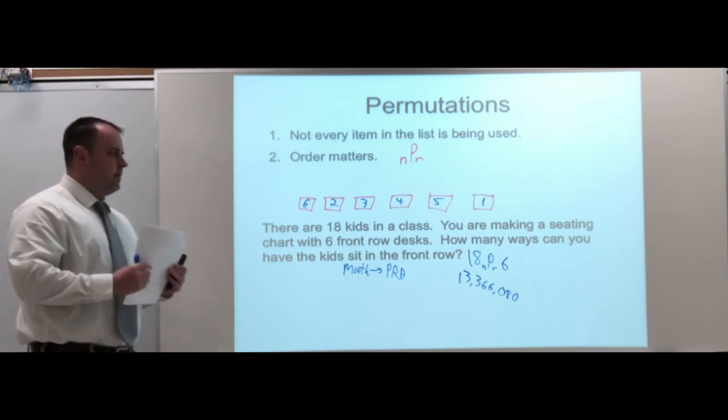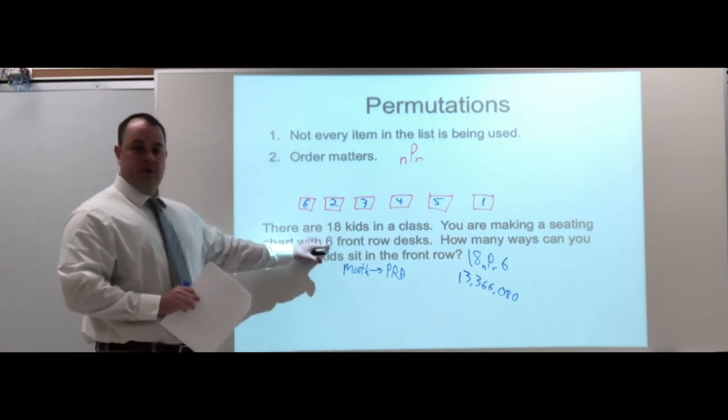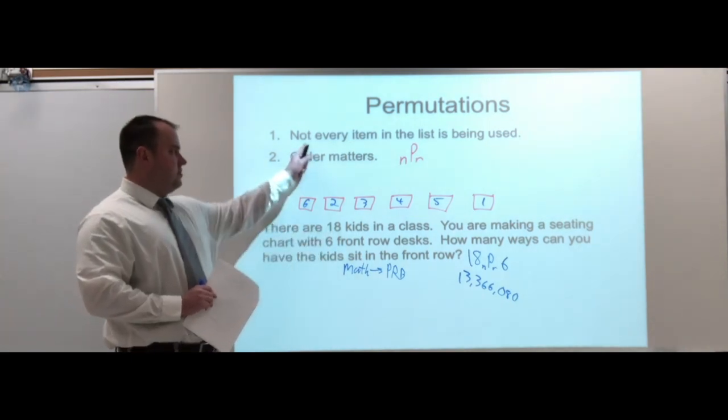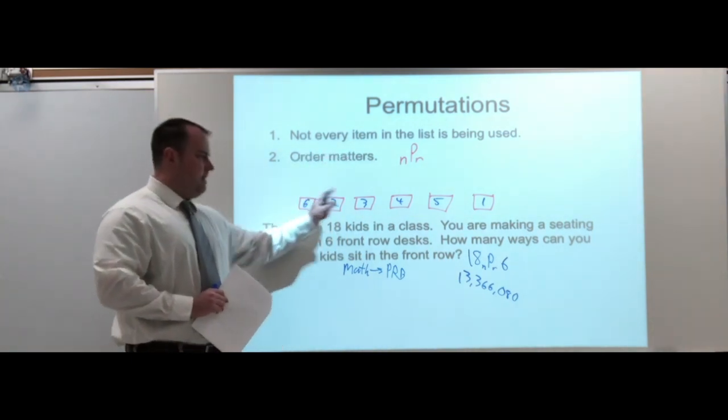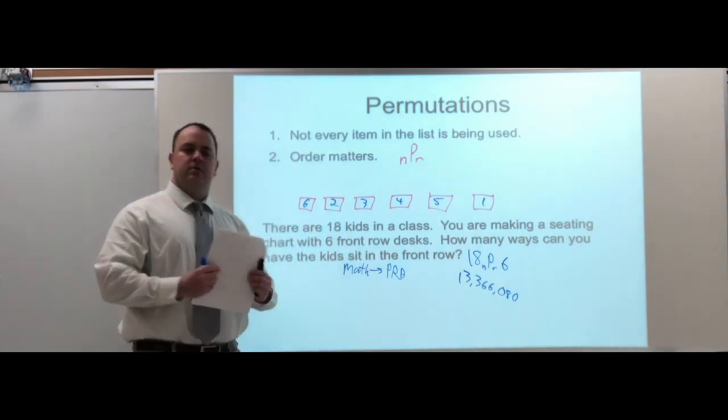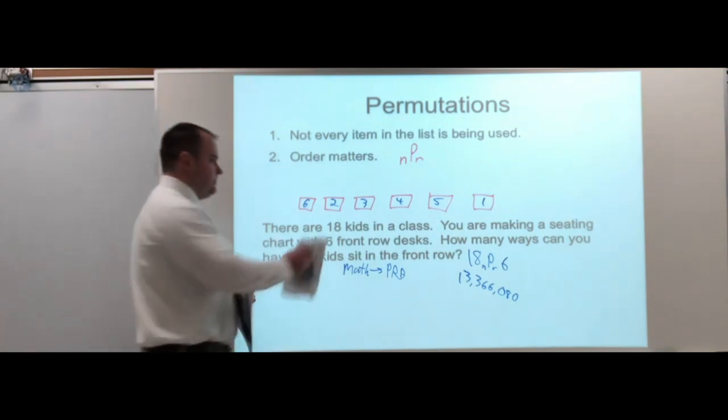Total of 18, we only use 6 of the items. 18 students, we are only picking 6, so not every item is being used. And if those same 6 items are moved around, the order matters. So that's what it means by order matters.